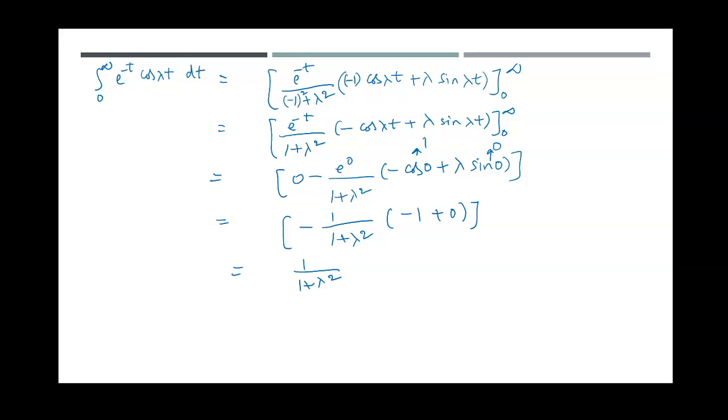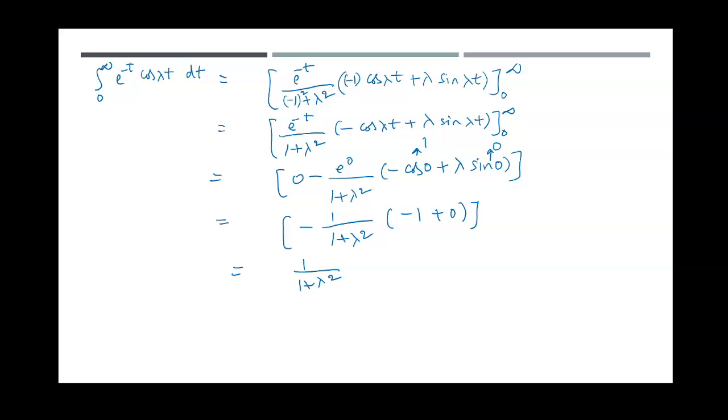Now here when you apply these limits, for the upper limit, when t tends to infinity, this whole term becomes 0. Then when t equal to 0, we get e power 0 by 1 plus lambda square into minus cos 0 plus lambda sin 0. Here value of e power 0 is 1. So you get minus 1 by 1 plus lambda square into, since cos 0 equal to 1, sin 0 is 0, you get minus 1 plus 0 in this bracket. Now this gives 1 by 1 plus lambda square.